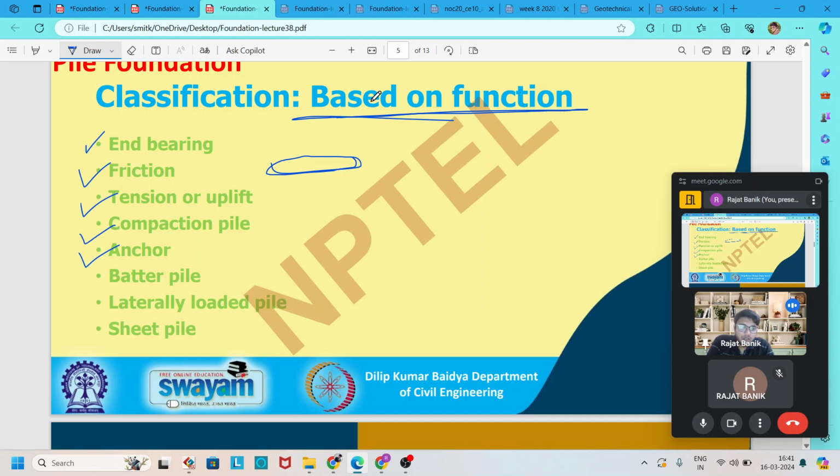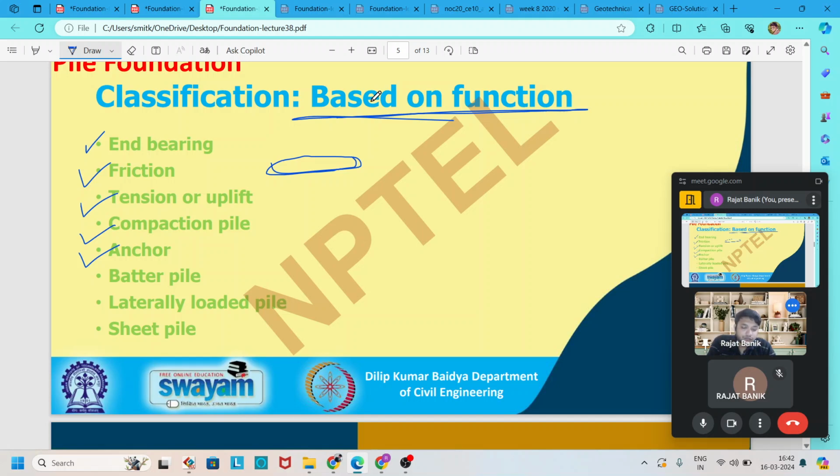Then compaction pile. This compaction pile is mostly used in ground improvement techniques. The main purpose of this compaction pile is to compact the surrounding material while driving this type of pile. Then anchor and batter type of pile are mostly used in anchoring nature or to retain the soil in slope.